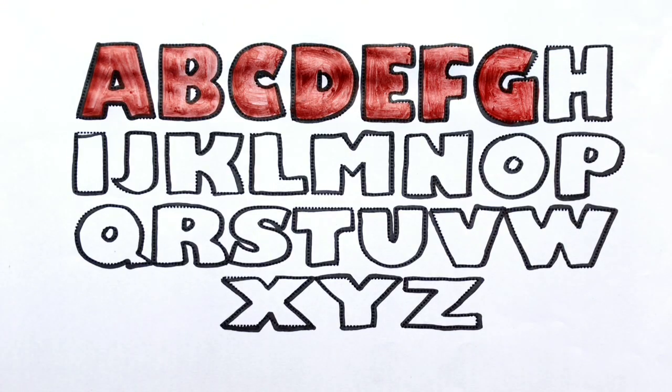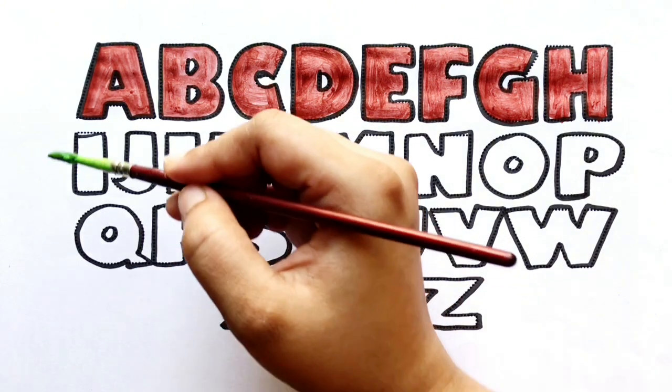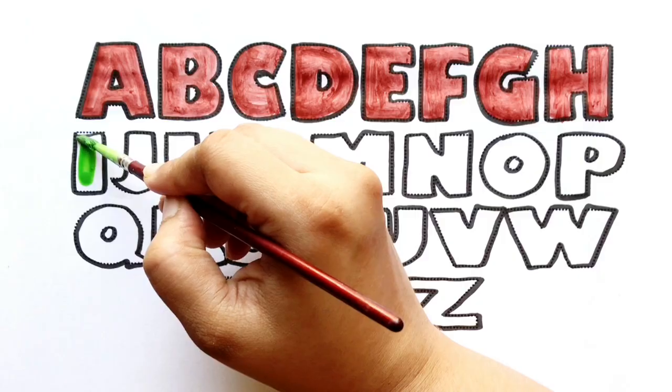A B C D E F H for house. H I J K L M N O P Q R S T U V W X Y and Z. Now I know my ABCs. Next time won't you sing with me?